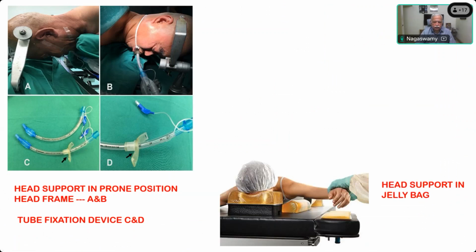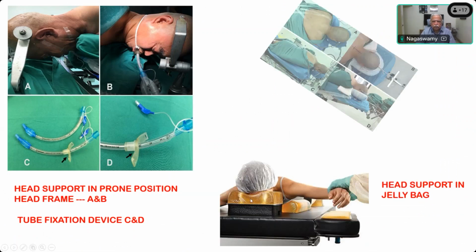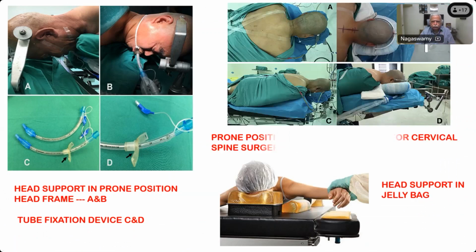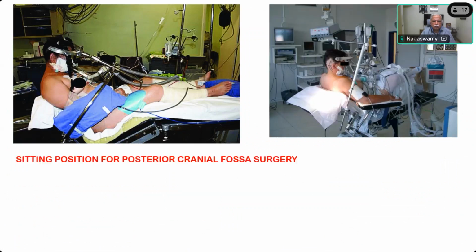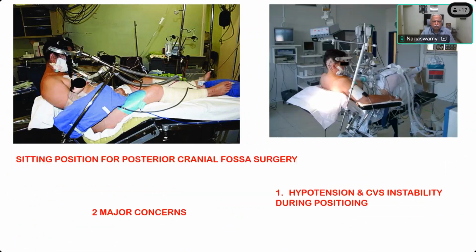So head support in a jelly bag is another way to prevent pressure. Instead of keeping it on a hard surface, you have a special thing called a jelly bag. Prone position with head traction for cervical spine surgery, posterior approach. And this is another way of doing sitting position for posterior fossa. Two major concerns of this are hypotension because of hemodynamic instability and venous air embolism during surgery.